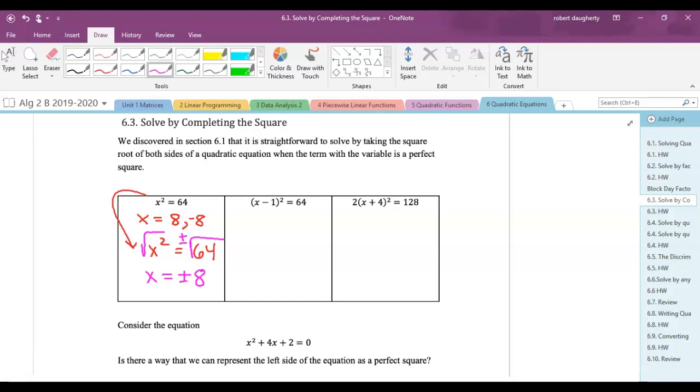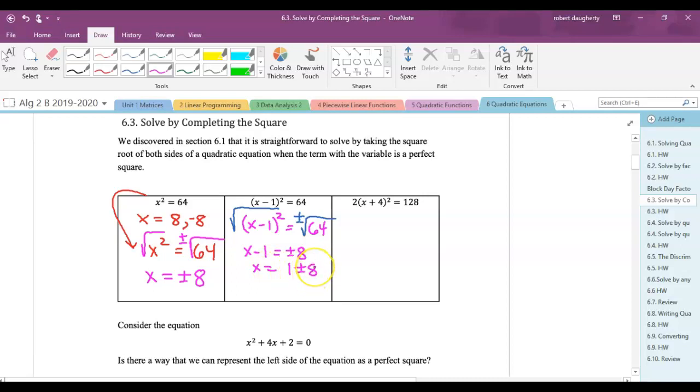Same thing here. If I have x minus 1 squared equals 64, because I've got something squared all by itself, that's why I'm taking the square root of both sides. So square root here, what goes here? Plus or minus, okay? What do I get on the left? Yeah, x minus 1 equals plus or minus 8. X is equal to 1 plus or minus 8.